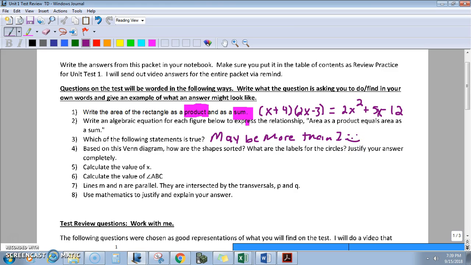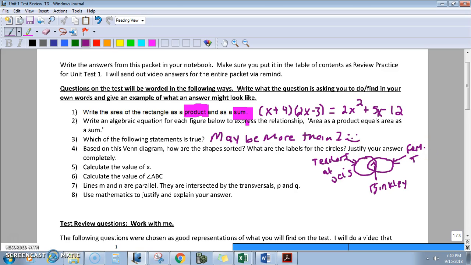Number 4, based on this Venn diagram, how are the shapes sorted? So obviously it's going to give you a Venn diagram, right? And it's going to look like this, and there's going to be shapes in there. What are the labels for the circles? So what is the category for each circle, right? What if this category is teachers at DCIS, okay, and this category over here, female teachers, okay, then Miss Binkley would be in the middle right there, right? But the categories would be teachers at DCIS and female teachers.